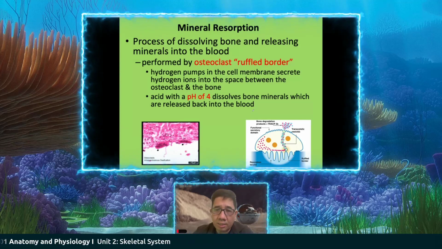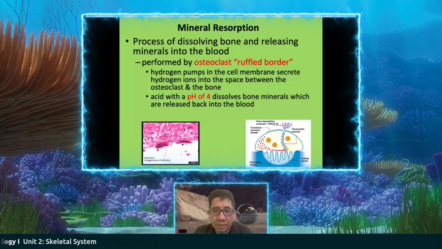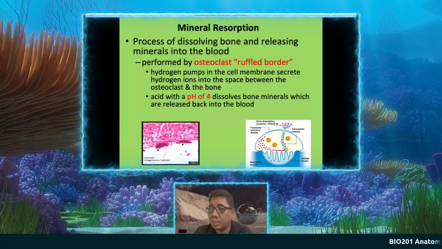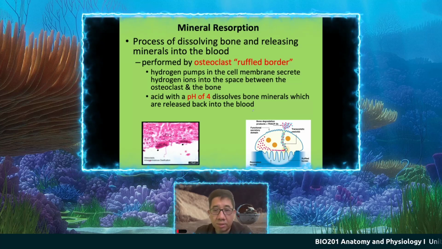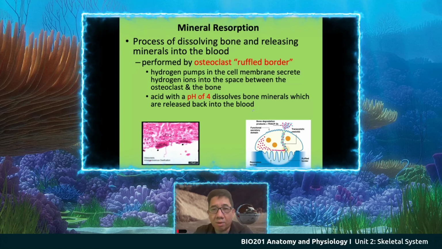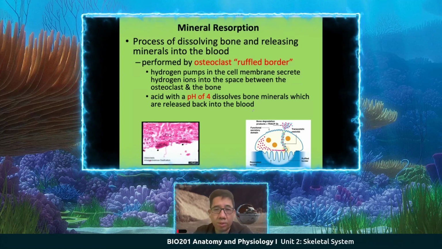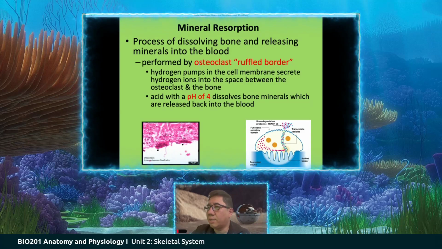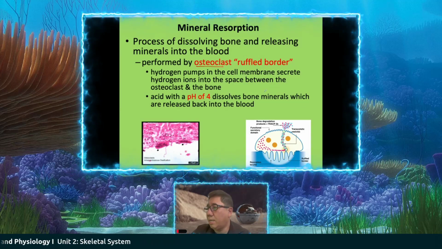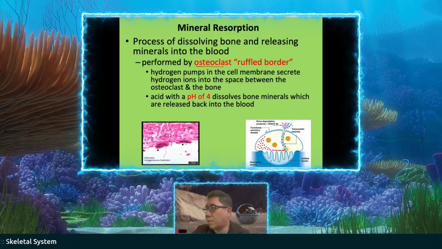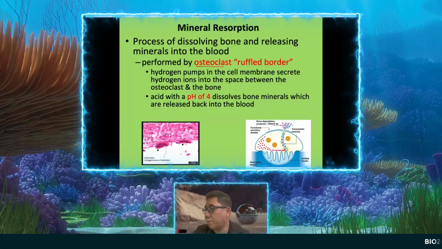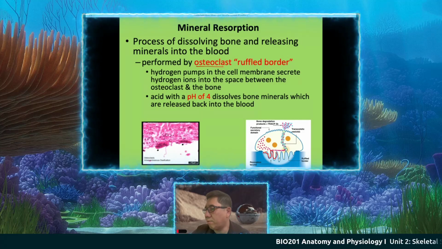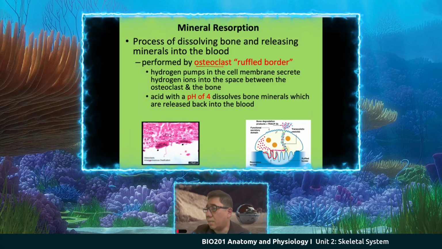So this is the opposite process. This is called mineral reabsorption. Instead of depositing the minerals into your bone, now we're going to remove the minerals from your bone. The way we do that, again, is we use the osteoclast. The osteoclast has these ruffled borders. Ruffled borders are these right here.